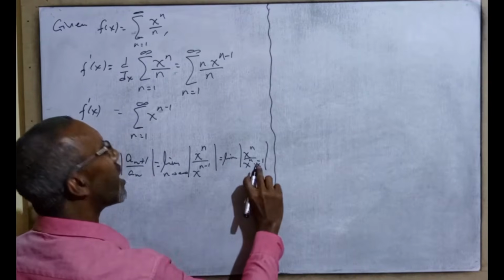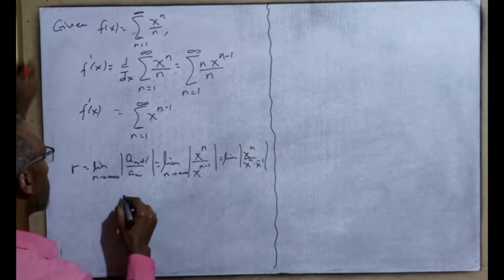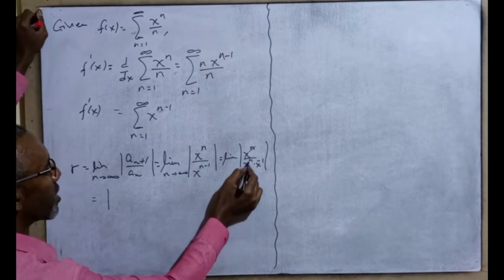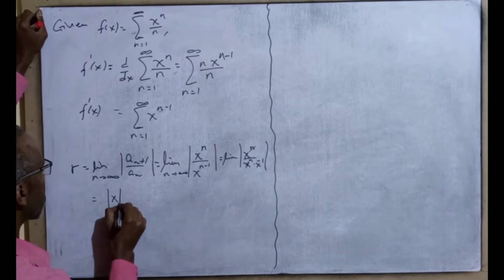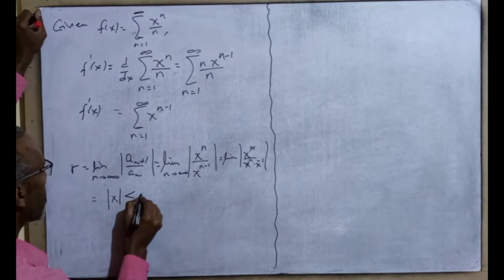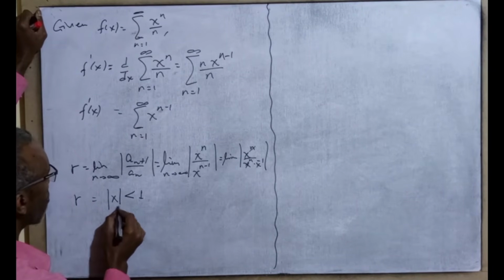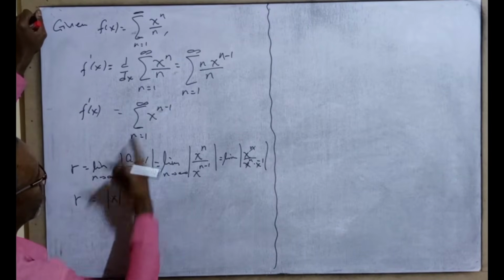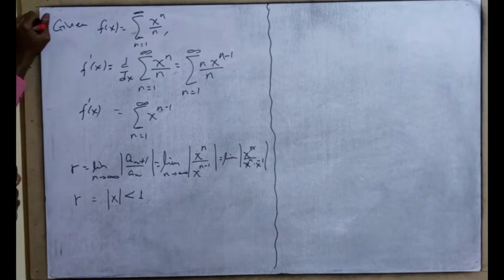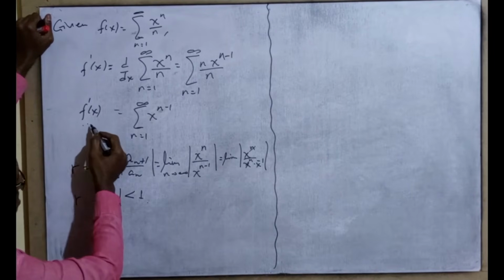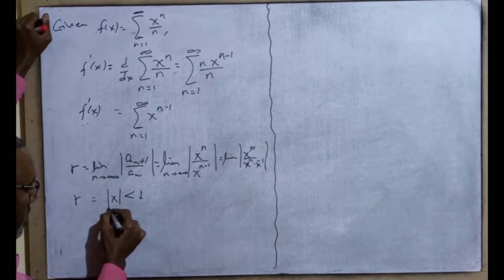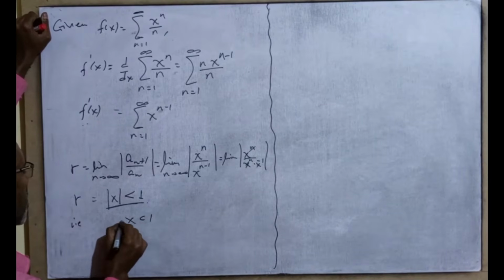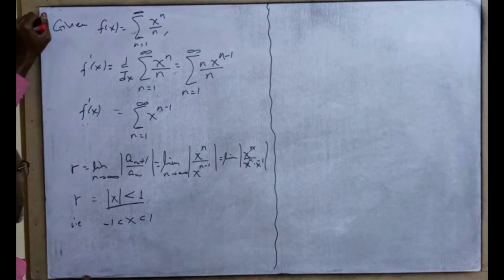x raised to minus 1 goes to the top. This is equal to the absolute value of x raised to n over x raised to n, which cancels, and we get the absolute value of x. So r is equal to the absolute value of x. This absolute value of x should be less than 1 for this f prime of x to be convergent. For the derivative f prime of x to converge, it must satisfy this, that is x is less than 1 and greater than -1. Again, check at 1 and -1.